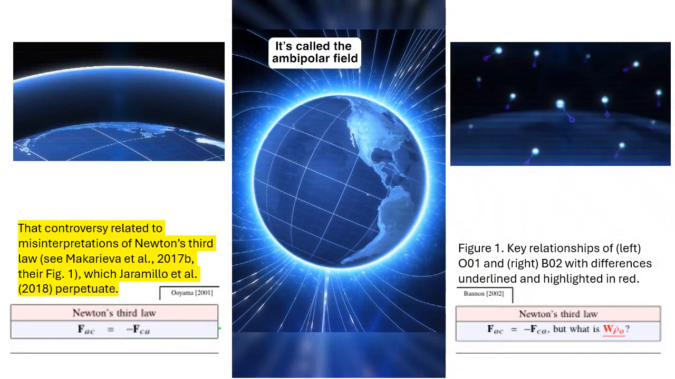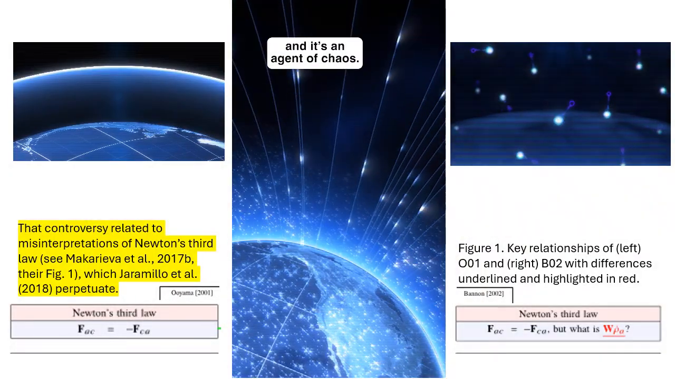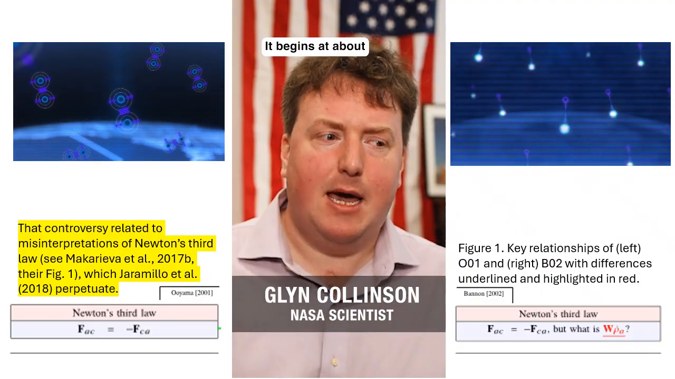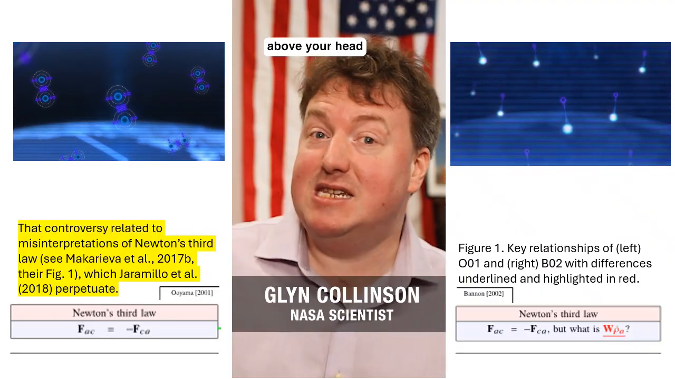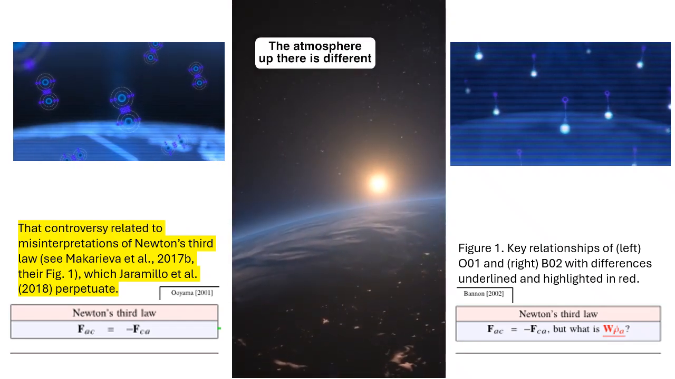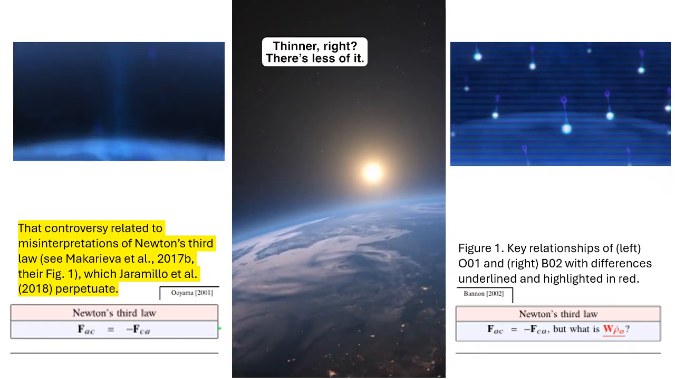It's called the ambipolar field, and it's an agent of chaos. It's an electrical field. It begins at about 250 kilometers above your head, and it keeps going. The atmosphere up there is different than the atmosphere down here. Thinner, right? There's less of it.